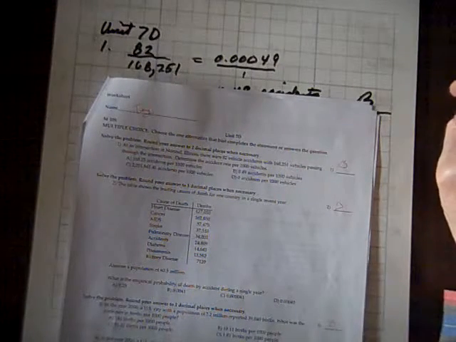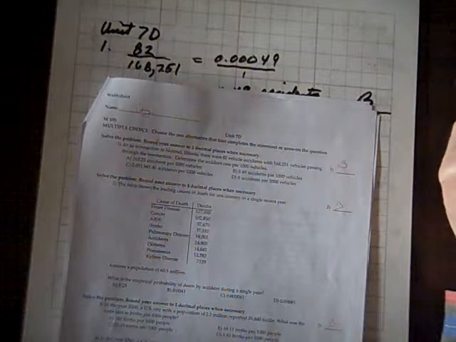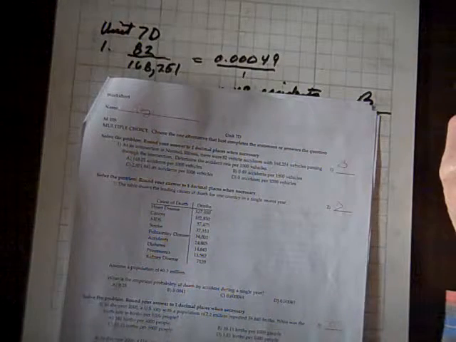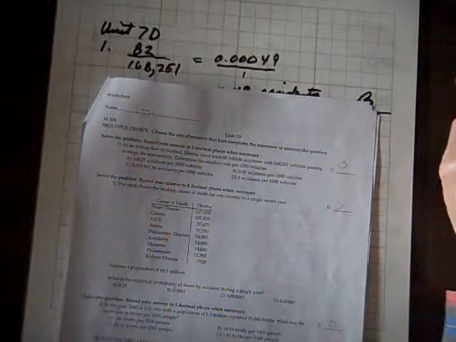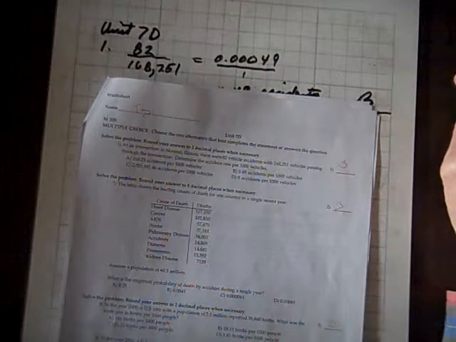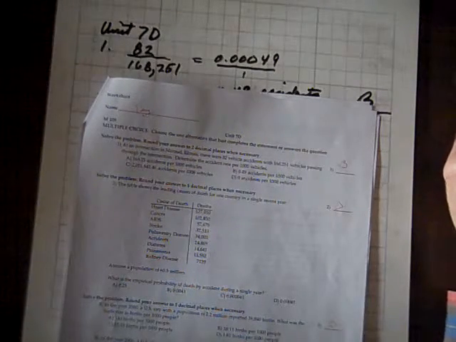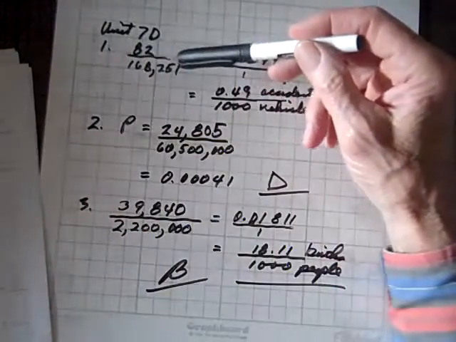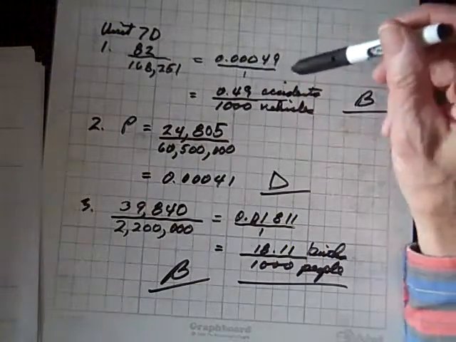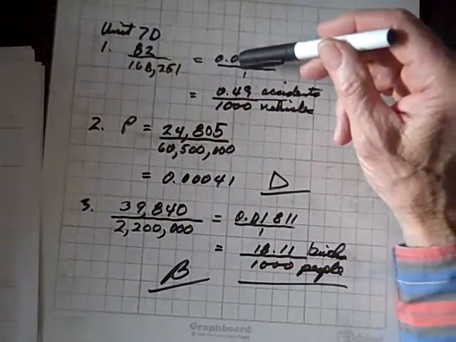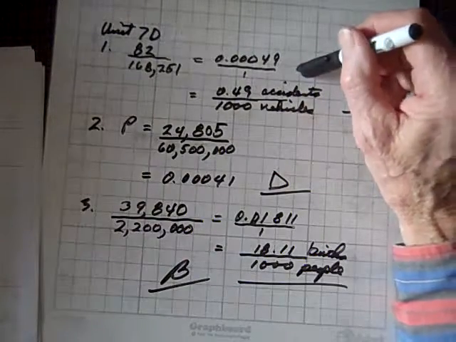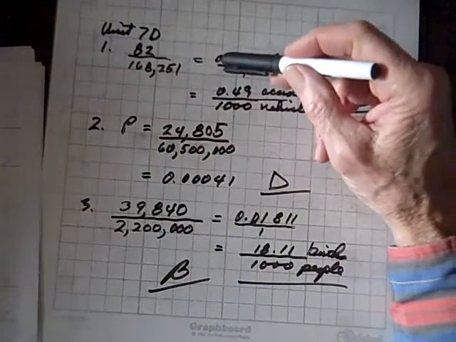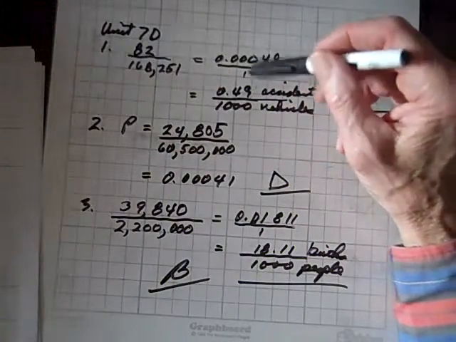So at an intersection in Normal, Illinois, there are 82 vehicle accidents with 168,251 vehicles passing through the intersection. We have to determine the rate per 1,000 vehicles. So when we carry out this quotient of 82 over 168,251, we get the decimal 0.00049.